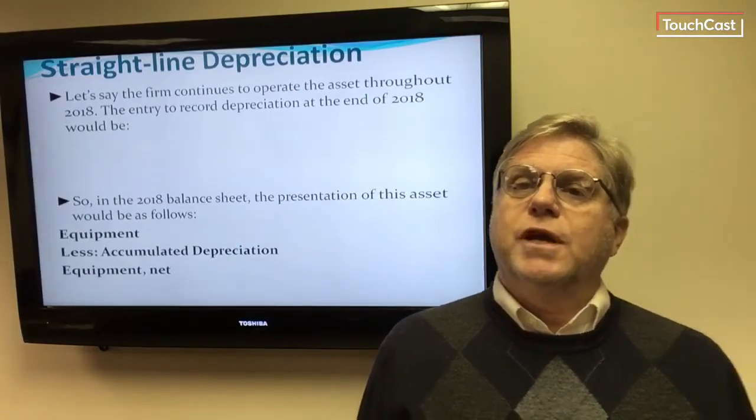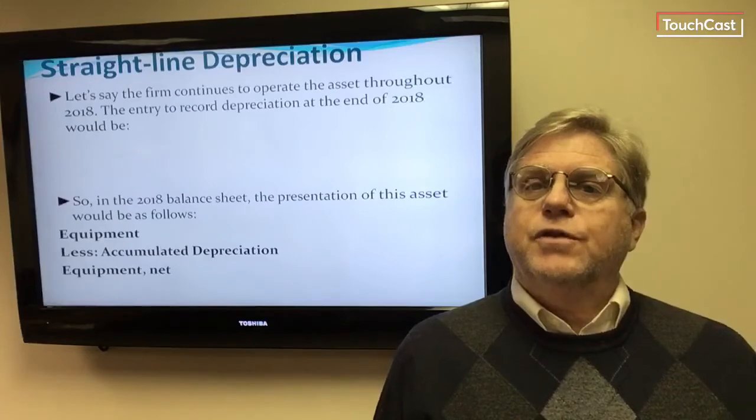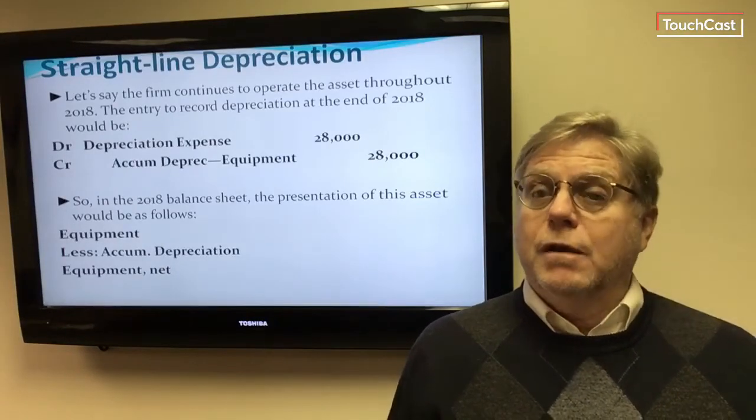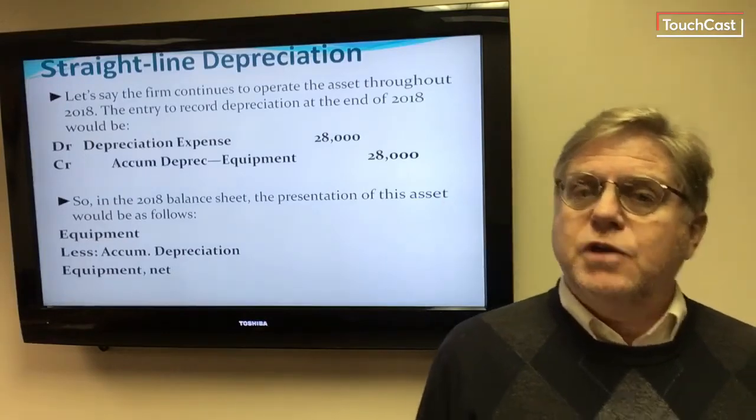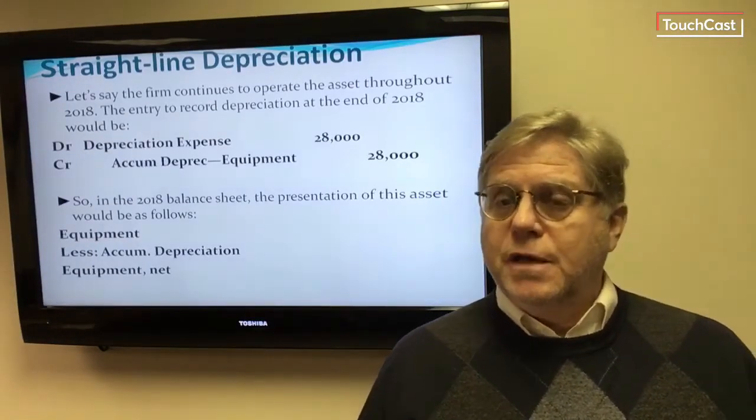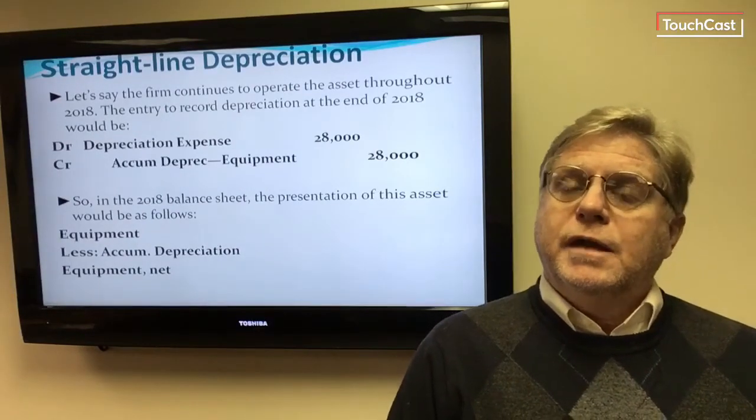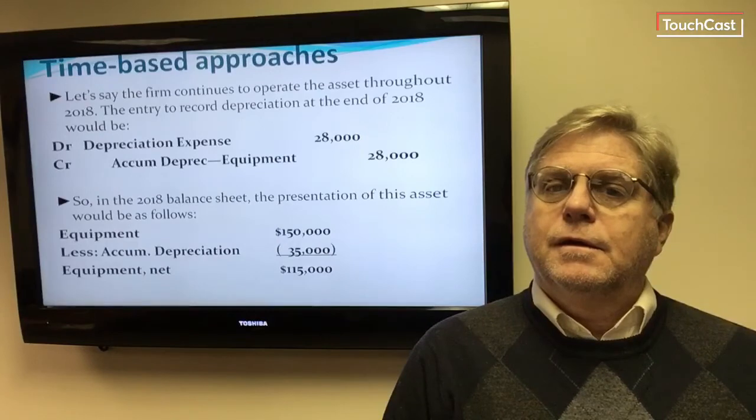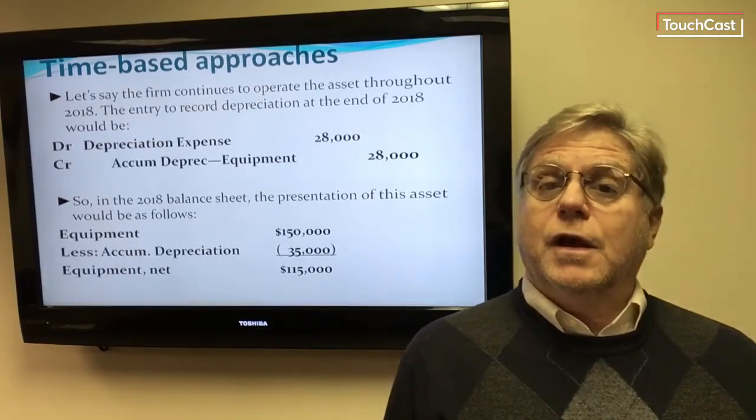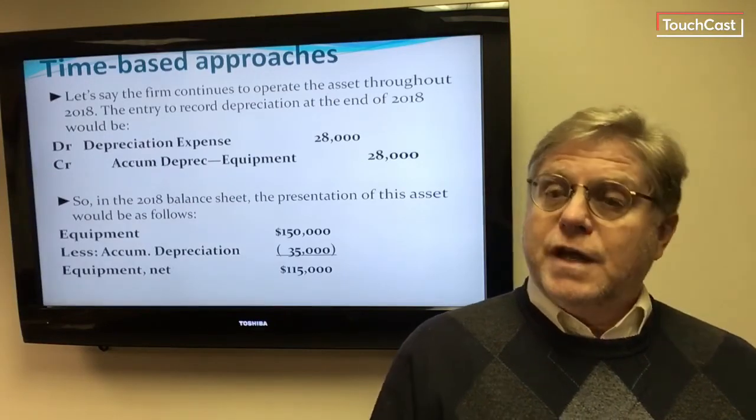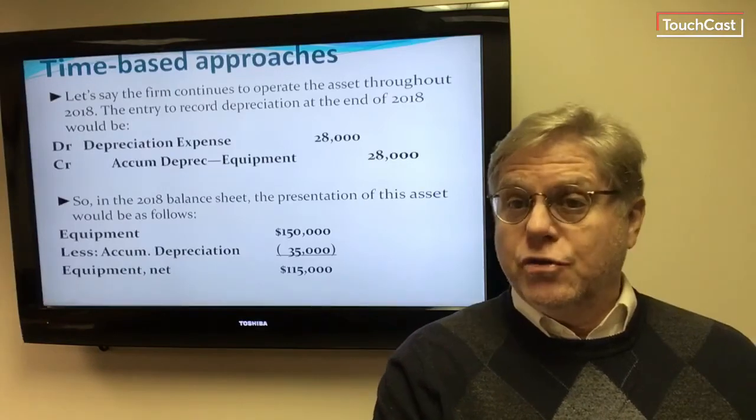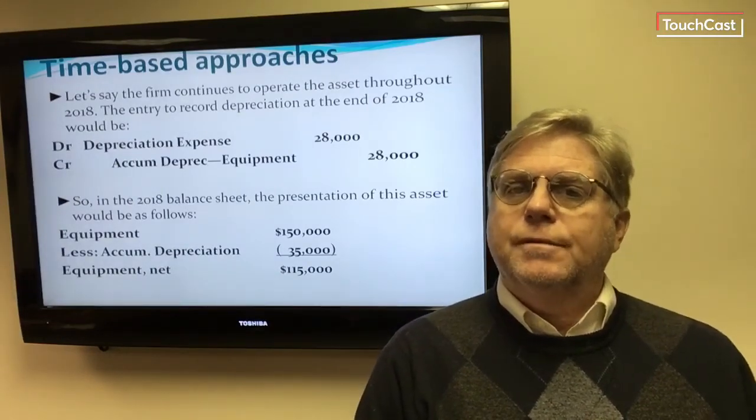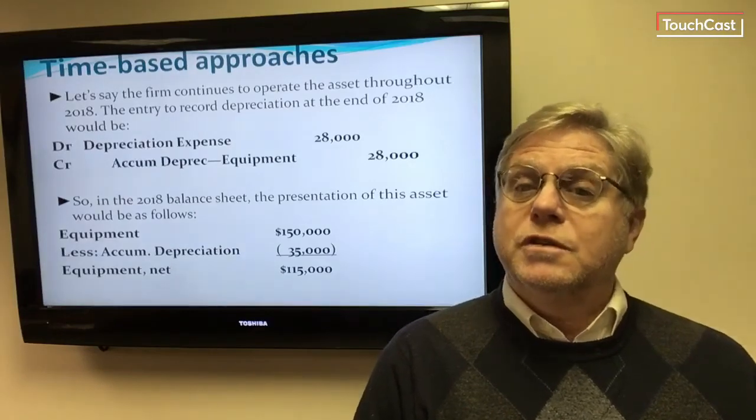Well, let's say the firm continues to operate the asset throughout 2018. And so the entry to record depreciation at the end of 2018 would be this. We have a full year of operation, and so the full $28,000 annual depreciation would be charged. We would debit depreciation expense, credit the contra asset account accumulated depreciation, and given that, what would the presentation of the asset be in the balance sheet as of the end of 2018? Well, it would look like this. The equipment, $150,000, less accumulated depreciation. Of course, that's the sum of the $7,000 depreciation in the first partial year of the asset's operation, plus the $28,000 in the full second year of the asset's operation. And so we end up with equipment net of accumulated depreciation of $115,000.